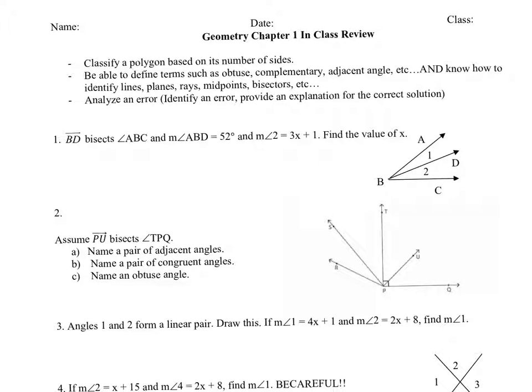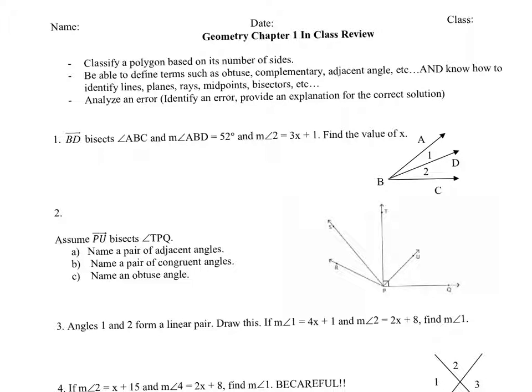Okay, so on your test, you will have, based on the 3 bullet points, you'll need to classify a polygon based on its number of sides, so make sure you know the names, quadrilateral, pentagon, etc. Be able to identify whether or not that polygon is convex or concave. Be able to define terms such as obtuse, complementary, adjacent. Know how to identify lines and planes. You will be given a diagram similar to your quiz where you're asked to name a pair of rays or opposite rays, etc. And then you will have to analyze an error.